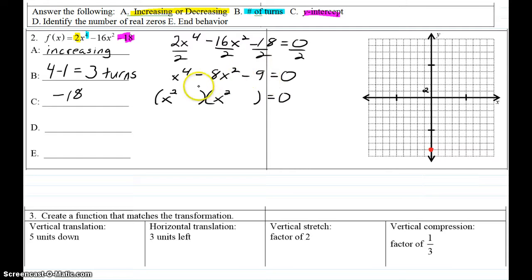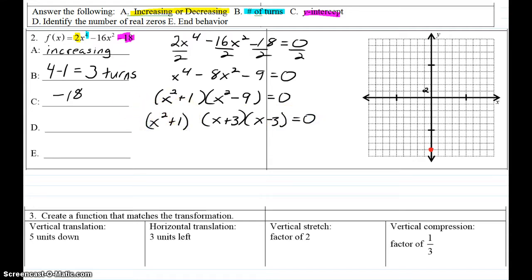Now we look at the negative 9. So we know we're going to have one positive and one negative. So what numbers are going to multiply to 9 but add to 8? And that's going to be 9 and 1. And since my middle term is negative, I know that the negative is going to go with the 9. So I can't do anything here. But over here, this is difference of squares, so this becomes x plus 3, x minus 3 equals 0. This is still x squared plus 1.